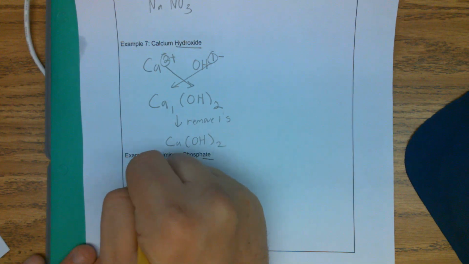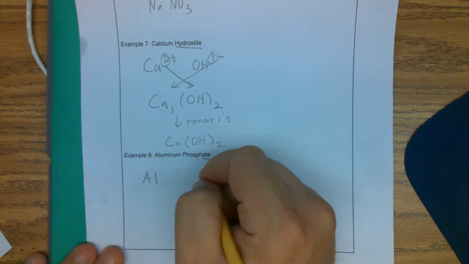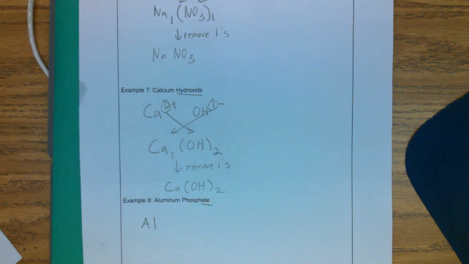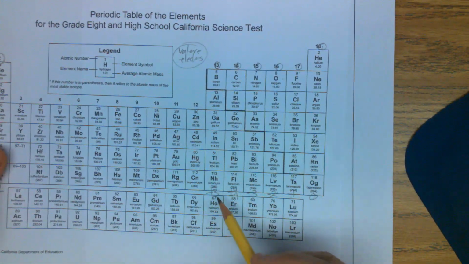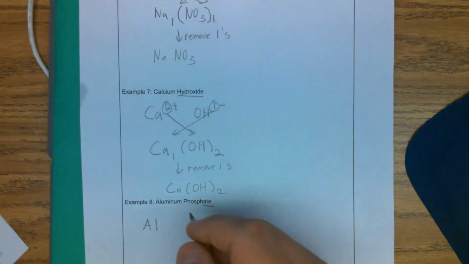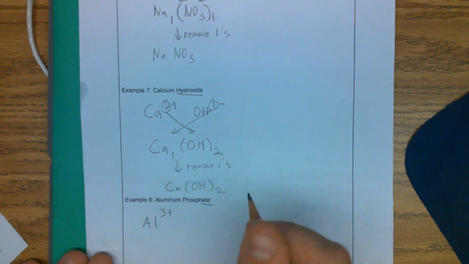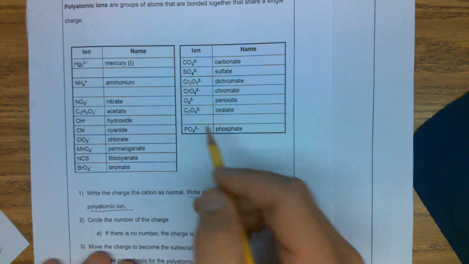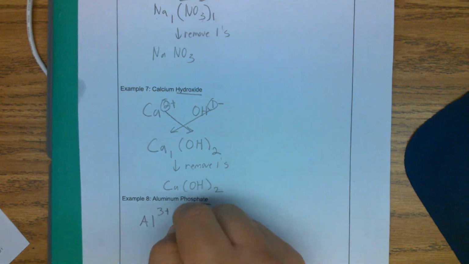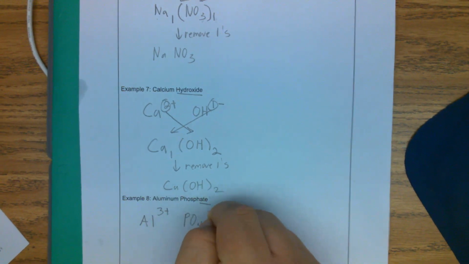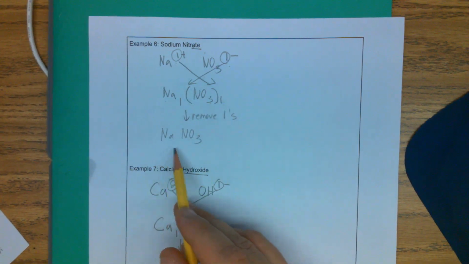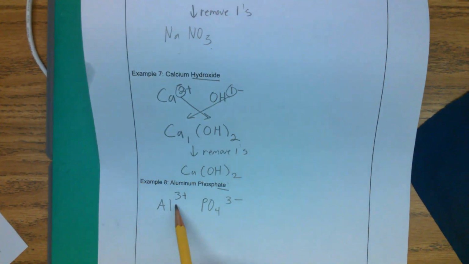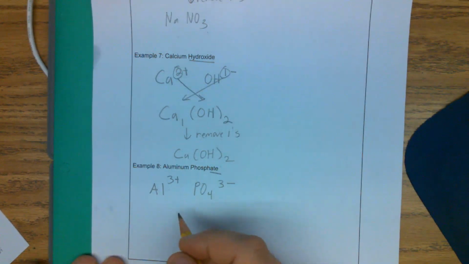All right, last one we're going to look at is aluminum phosphate, Al, and then phosphate. So aluminum is going to be in group here, group 13, so it's going to charge a +3. And then phosphate is going to be the PO4 3 minus. So we saw this before. If it was +1 -1, we put it together like this. This is +3 -3. We can just put the charges together.